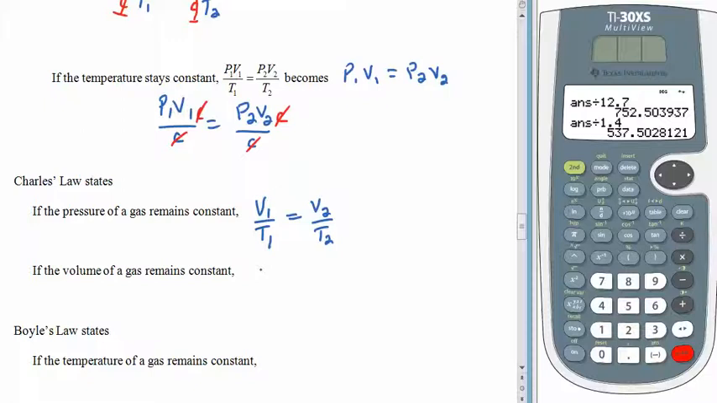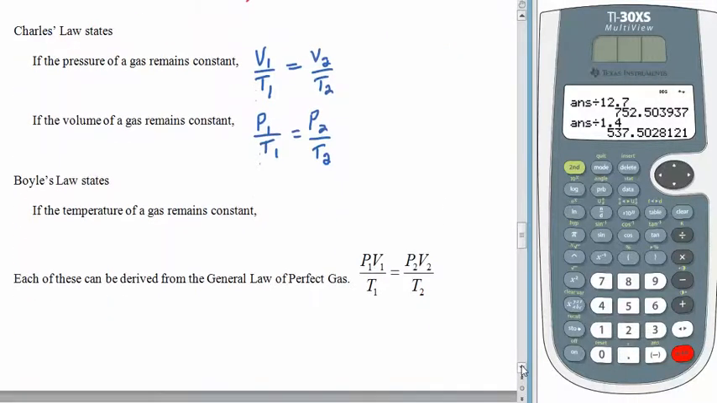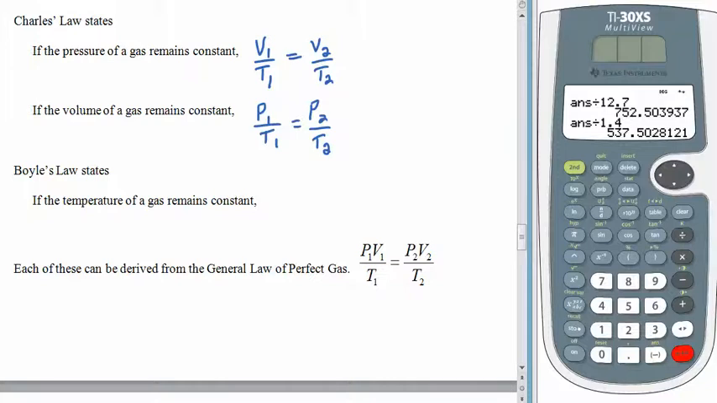If the volume stays constant, then we have the same equation that we had before without the volume value sitting there. And you can memorize these formulas if you like, or you can just use that general law of perfect gas and get that concept down that if one of these quantities stays constant, then you can just sort of cover it up and eliminate it from the equation. That's kind of neat and handy.